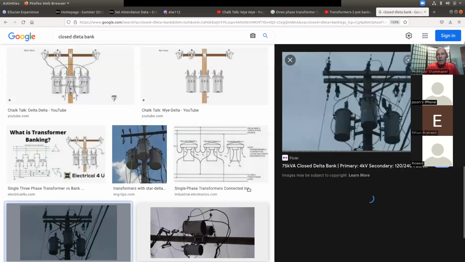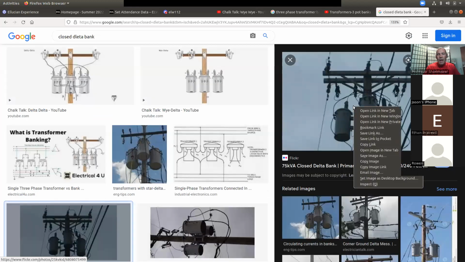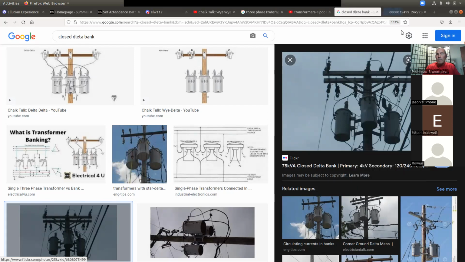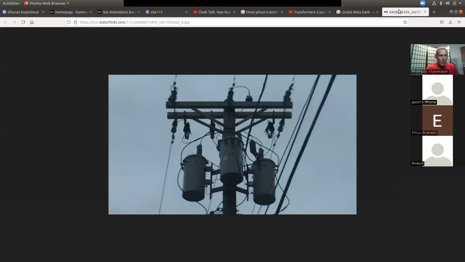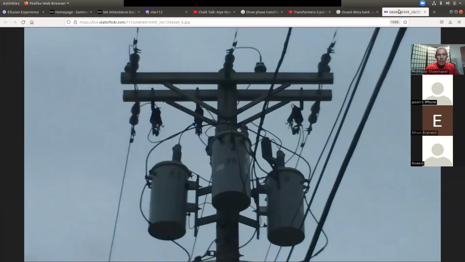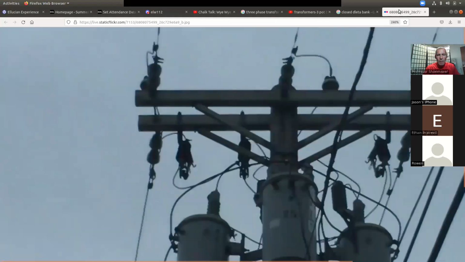Let me take a look at this real quick. Well, I typed in closed delta bank. I'm going to open this image up. It's a little bit dark. So I typed in closed delta. What kind of bank is this? Why? Because they're only using two of the lugs. Yeah. Even though I typed in closed delta, it gave me a Y bank picture.